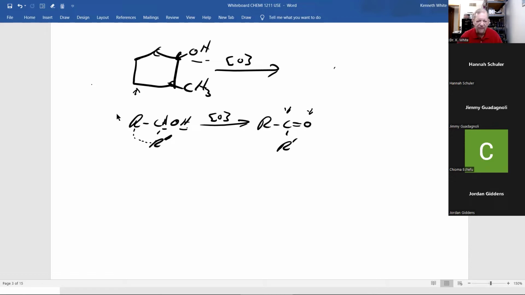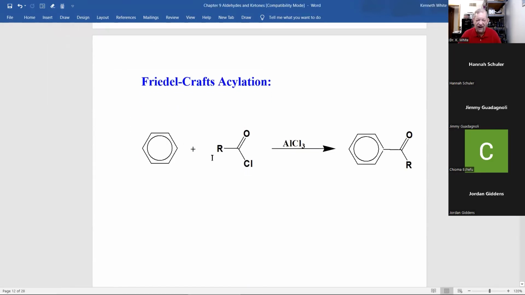Do you break carbon-carbon single bonds? No. So this is going to stay the same. This carbon is where the hydroxyl group was, which is now this carbon, and that's how you do it. And this one I could also give in a synthesis, and I'll let you play with that on your own. Let's move on.